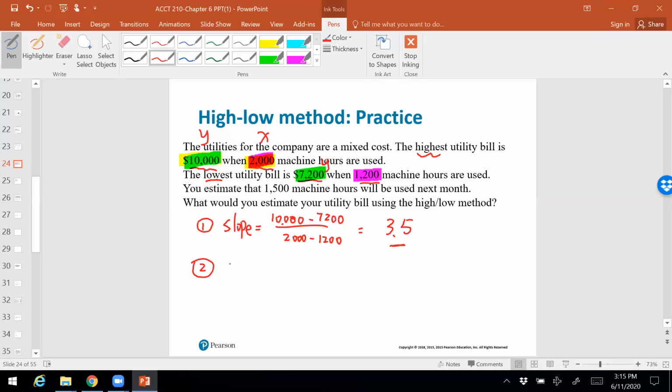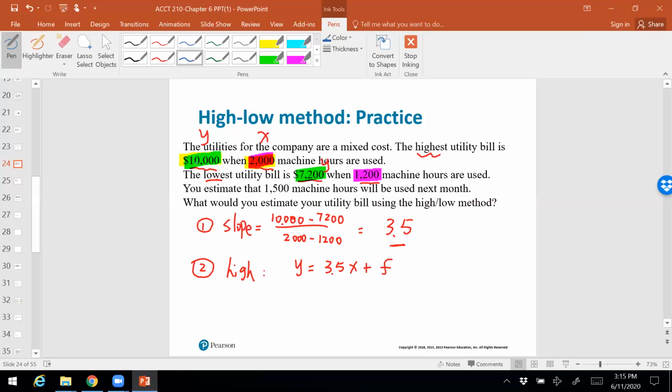So for this example, I use the high one. So this is my slope: y equals 3.5x plus my fixed cost, right? Since I use the high slope, I should use this. I use the high point.